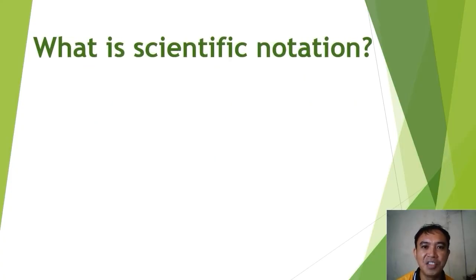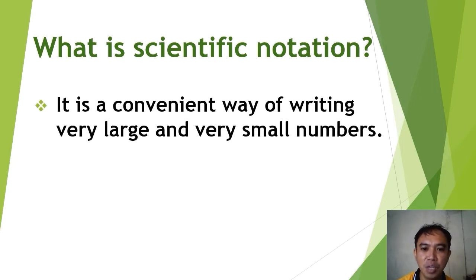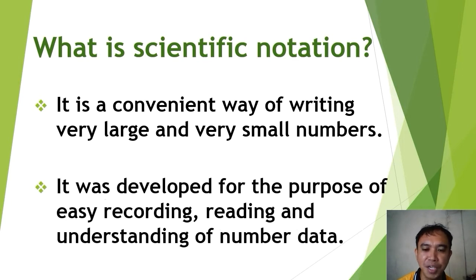What is scientific notation? Scientific notation is simply a convenient way of writing very large and very small numbers. It was developed for the purpose of easy recording, reading, and understanding of number data.